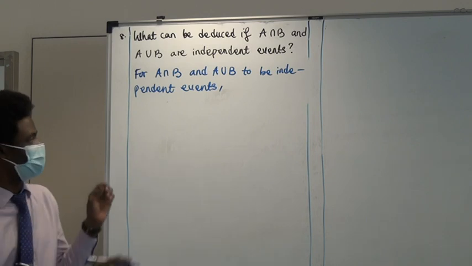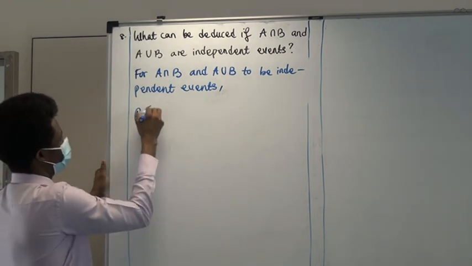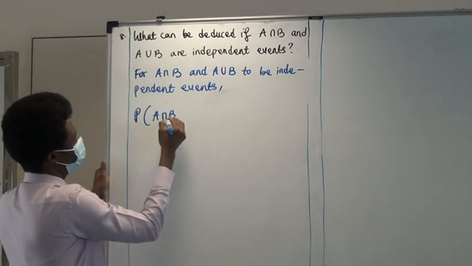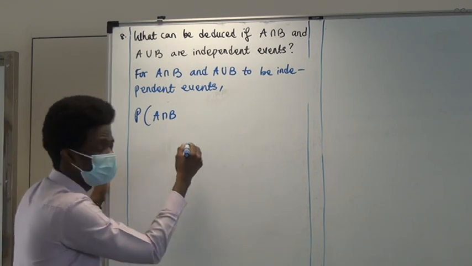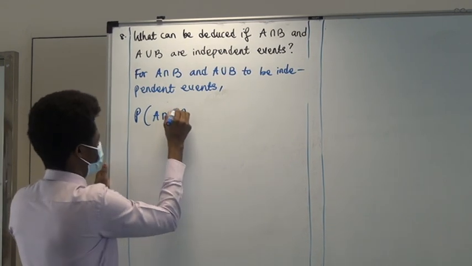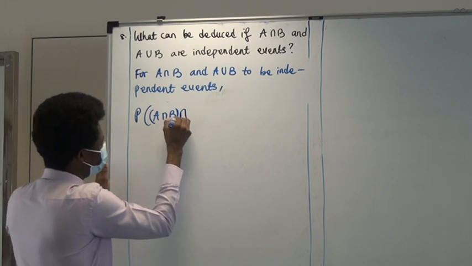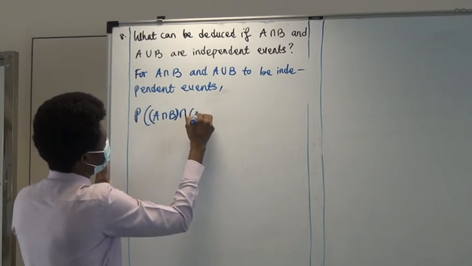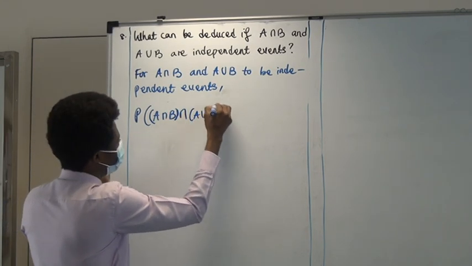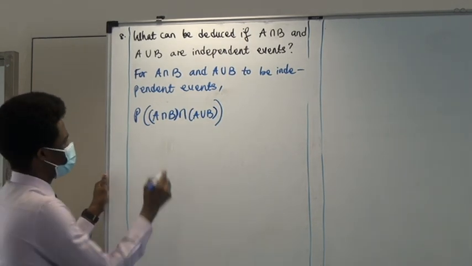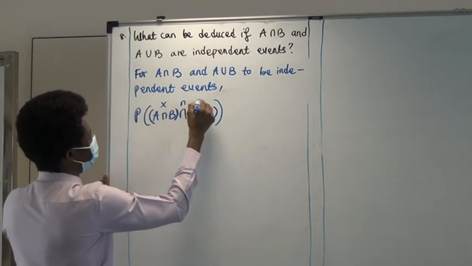Probability of A intersection B. Intersection. A union B. So you treat them as one entity. A union B equals, so that's like your X intersection Y.